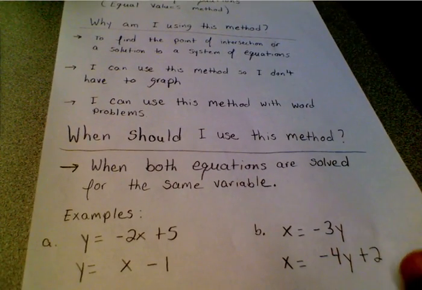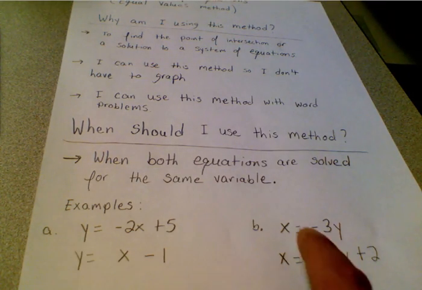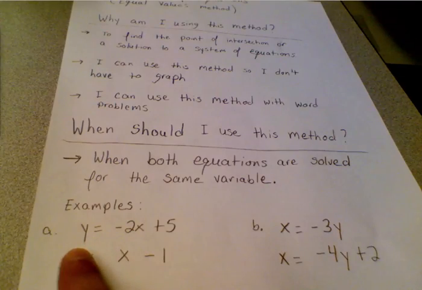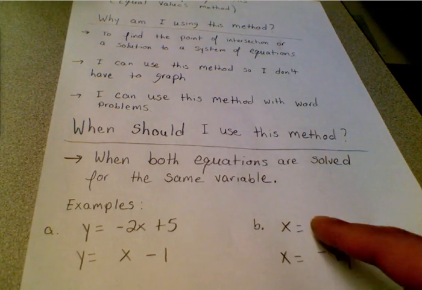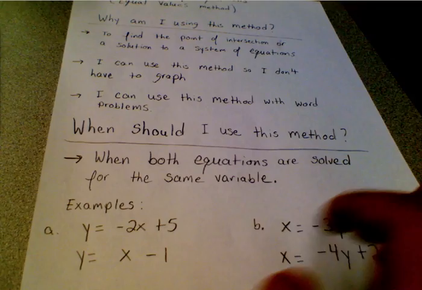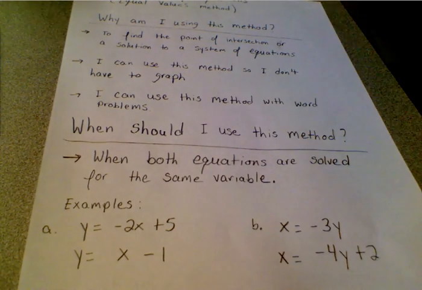For instance, if we look right here, here are our examples. Both in example A and B, they're solved for a variable. In A, they're solved for y, both equations here, and in B, they're solved for x. Now, our job is going to be to find the point of intersection for these two equations here, all right?